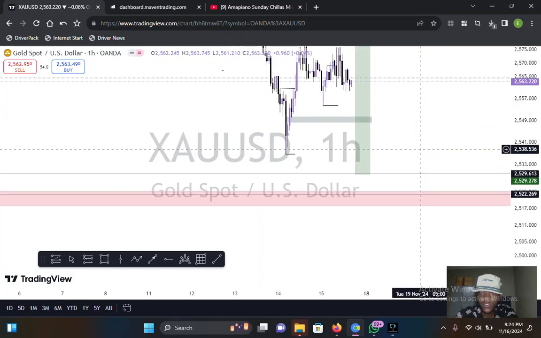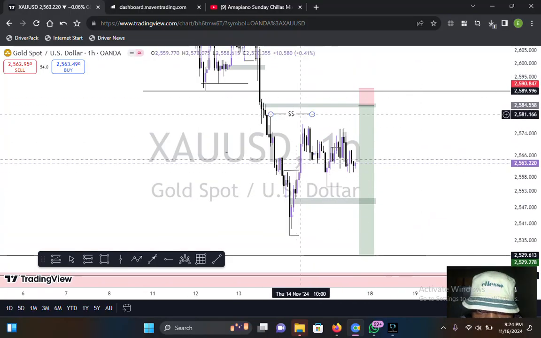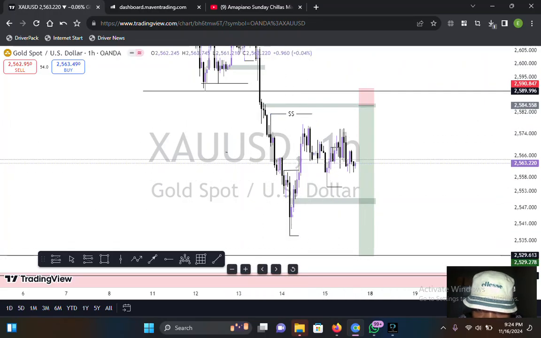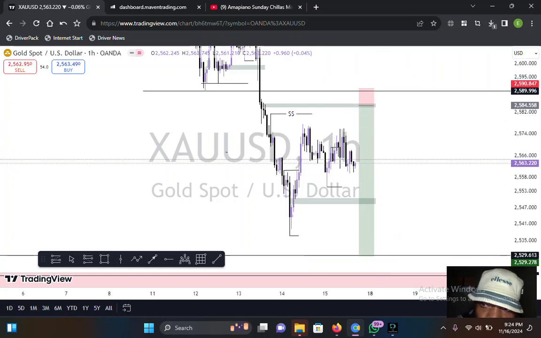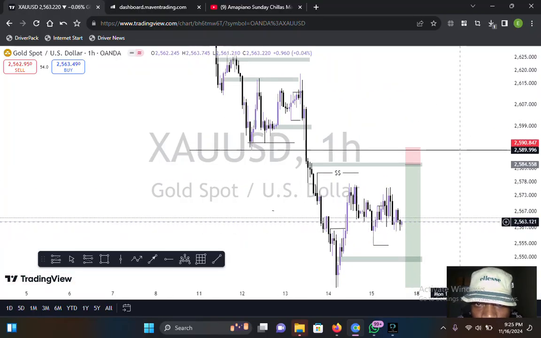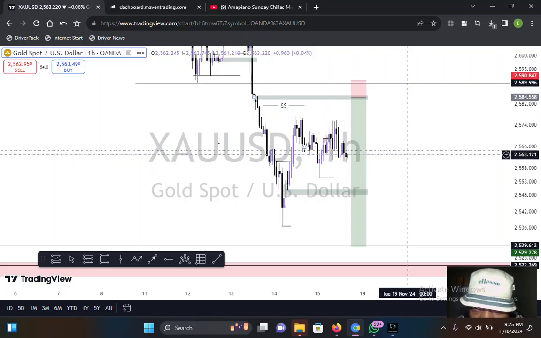So on gold, see here, I'm waiting for this liquidity sweep here. So I can see that here is this liquidity, but here I'm only interested to sell gold. Gold sometimes doesn't follow any technicals, it just flows as it wants to.